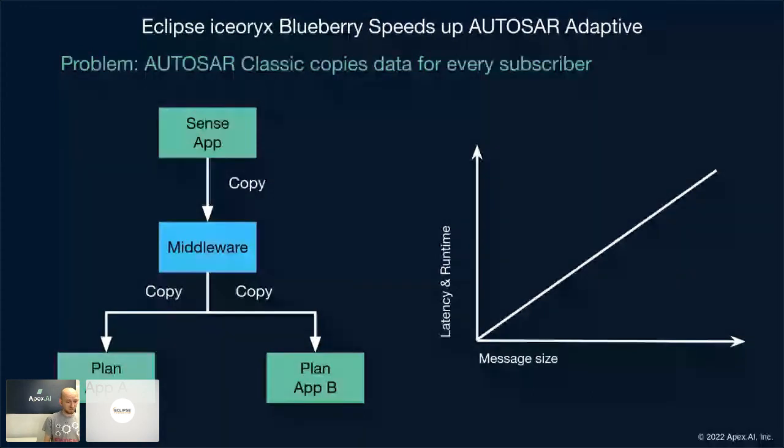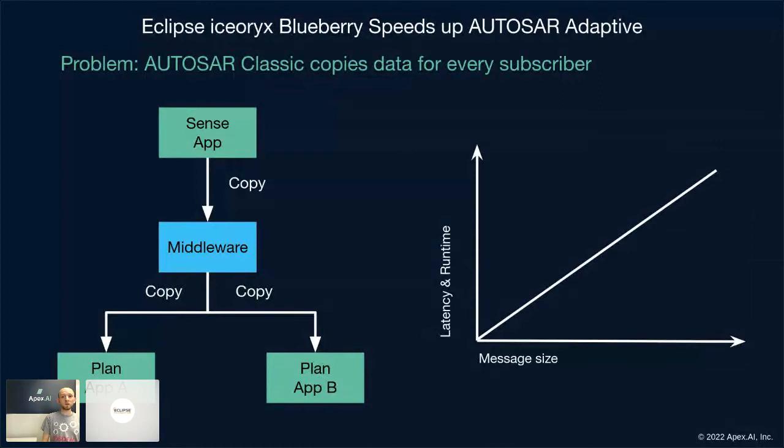So when exchanging this data, you can imagine this is not acceptable for systems like autonomous driving, where a huge amount of data needs to be processed, because the latency in the runtime, as you can see here on the right side, is increasing with the message size. So how can we solve this problem? How can we address this?